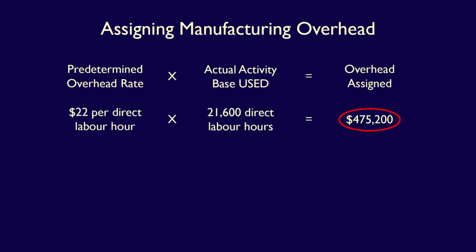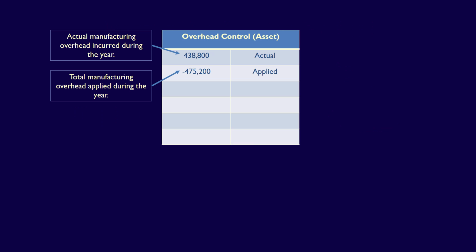If this amount is transferred into WIP, what would our overhead control account look like at the end of the year? This is our overhead control account. Note that we're focusing only on overhead control in this video, which is why it's the only account showing. I'm also only showing the year-end balances, not the hundreds of entries that management would have made during the year for every single job that they completed.